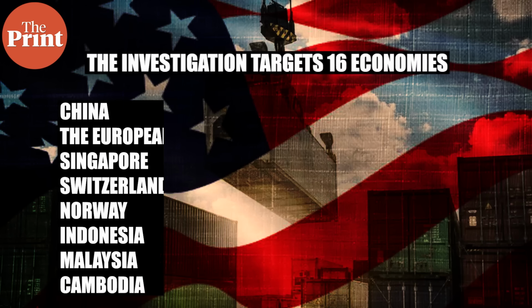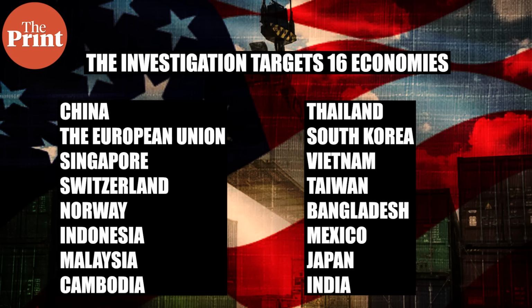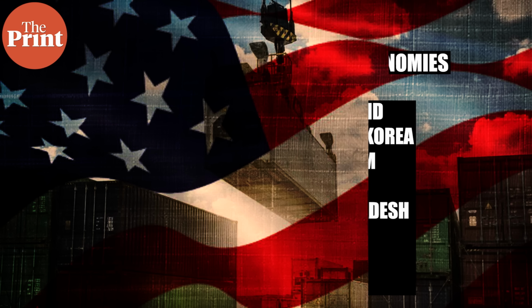The investigation targets 16 economies, which are China, the European Union, Singapore, Switzerland, Norway, Indonesia, Malaysia, Cambodia, Thailand, South Korea, Vietnam, Taiwan, Bangladesh, Mexico, Japan, and India. Many of these countries had already negotiated trade agreements with the United States in the past year.